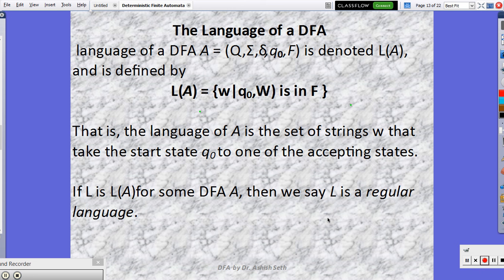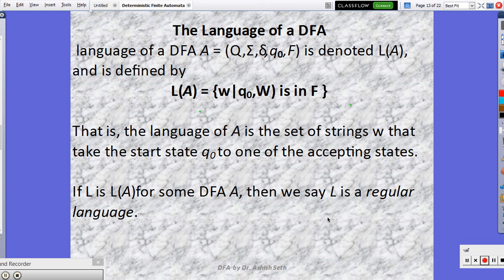I think this is sufficient for today, and let me revise that today we have discussed the DFA. A DFA defines 5 elements: the set of states, the alphabet set, the transition function, the initial state, and the set of final states. Then we have seen how to represent the DFA using the transition table and transition diagram.